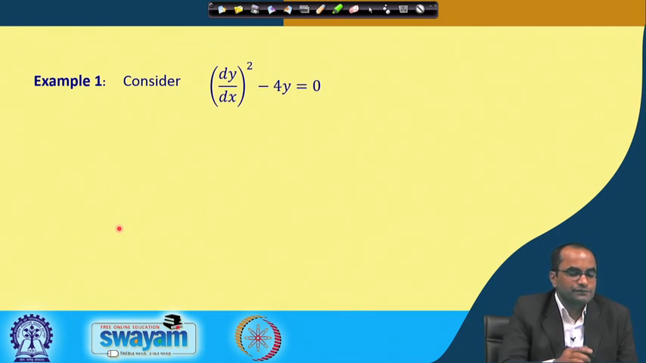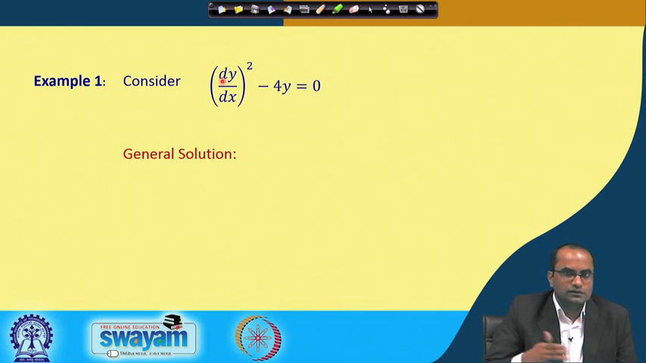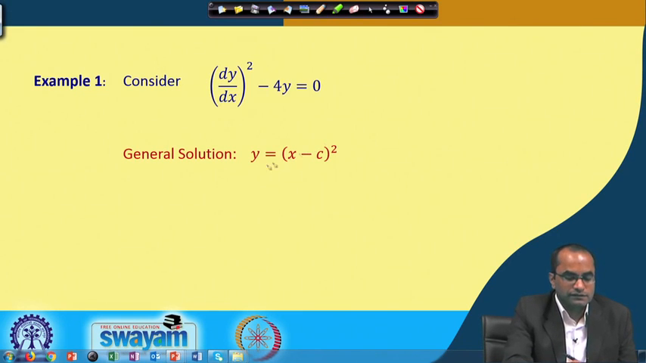Here we have, for instance, this differential equation: (dy/dx)^2 - 4y = 0. We are not using any techniques to find the solution, that will be discussed in the next lecture. Here we are just providing the definitions. So, for example, y = (x - c)^2 is a solution, it will satisfy this differential equation.